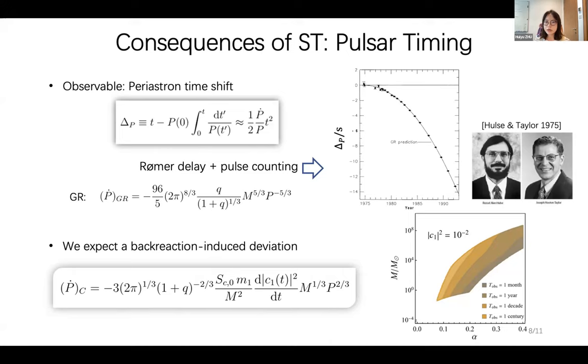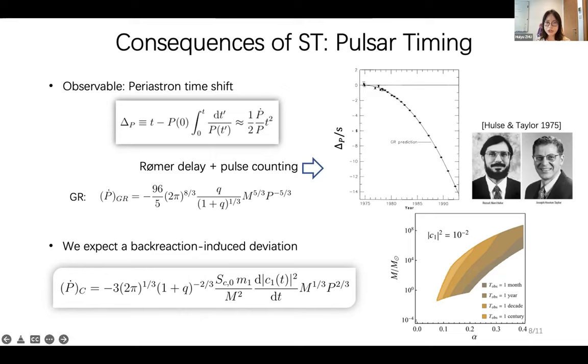And this effect can be observed in multiple channels like gravitational wave detection, or we want to introduce pulsar timing here. So in 1975, Hulse and Taylor used a way to detect the pulsar-black hole binary orbital motion by defining a periastron time shift here. So they observed the periastron time shift change for years, and they used this way to calculate the period change of this binary system. So this is the periastron time shift for the general relativity result, which means the energy of the binary system is only lost by emission of gravitational wave.